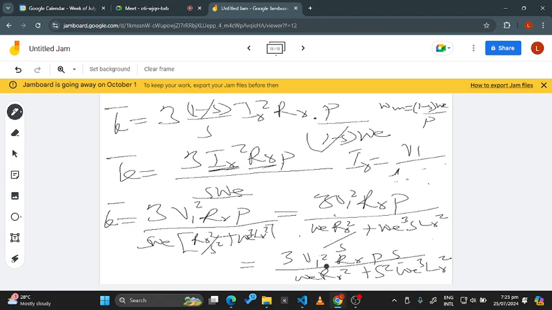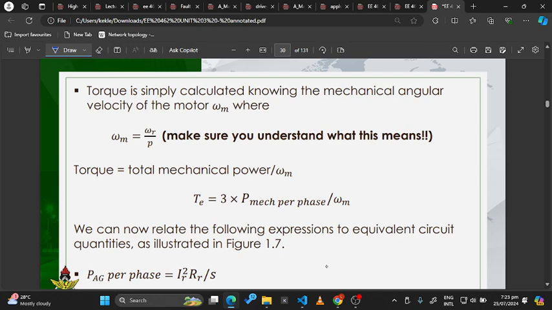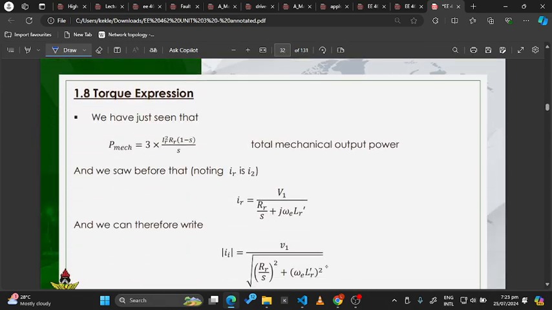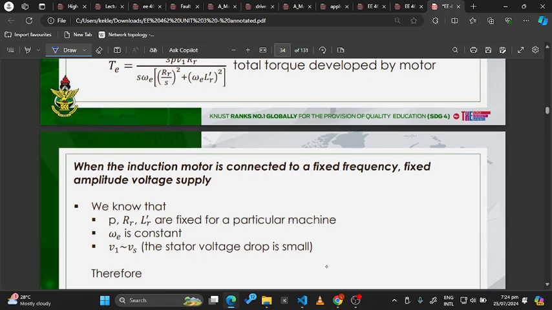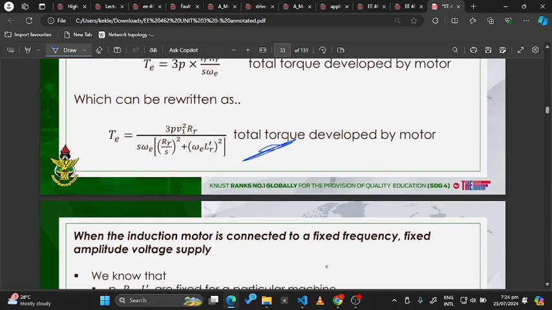So then this becomes the relation. You can differentiate this with respect to the slip, then find the slip at which you are going to have the maximum torque. So that will be dTe/ds. You can use the quotient rule to do that. I'm not going to do that. Okay, yes. So that will give you the total torque which you have over here.